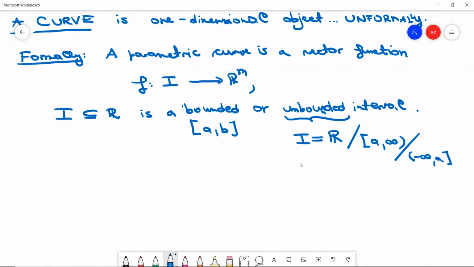Now, if we take m equal to 2, we get just some curve of this form. So let's say that this is our interval, and f is some path above this interval. So it is something like that.